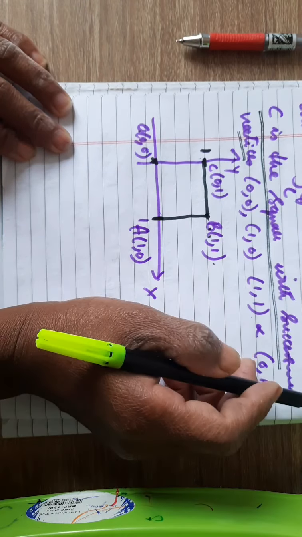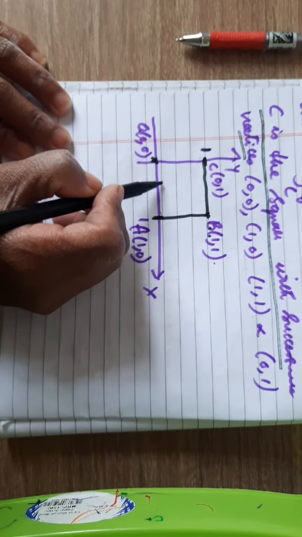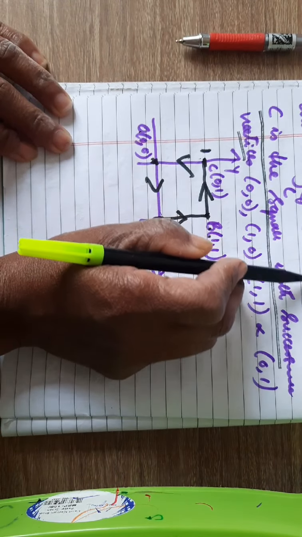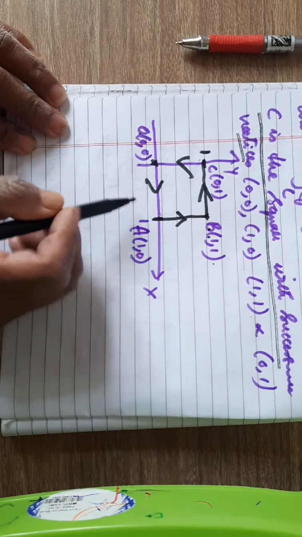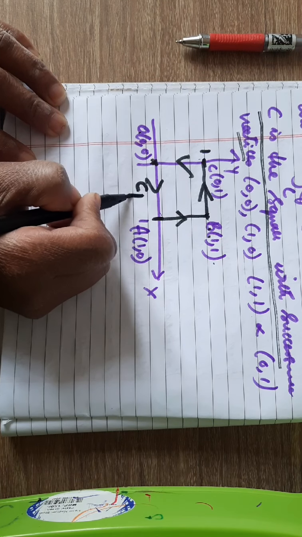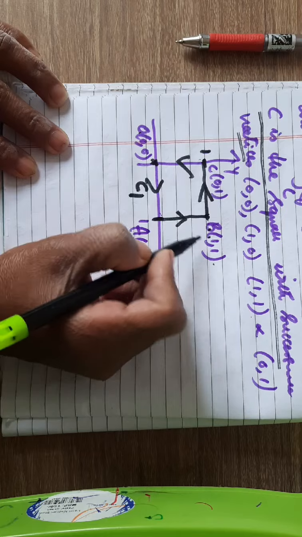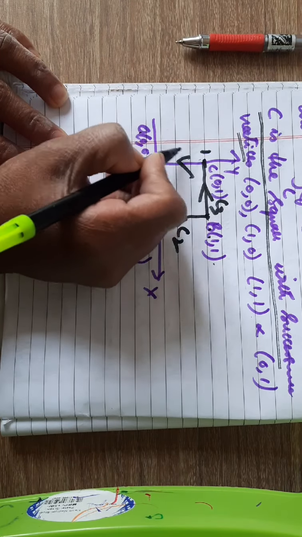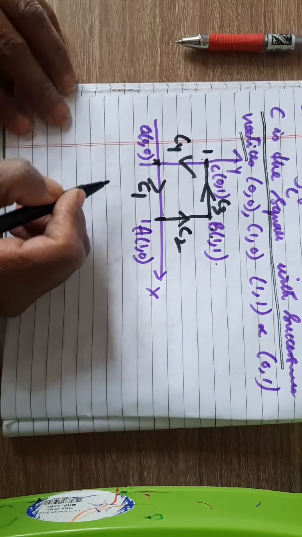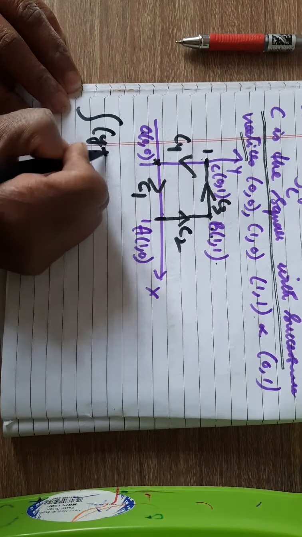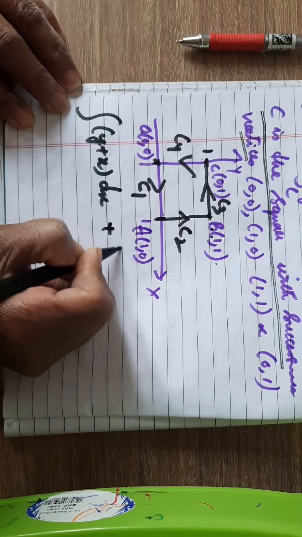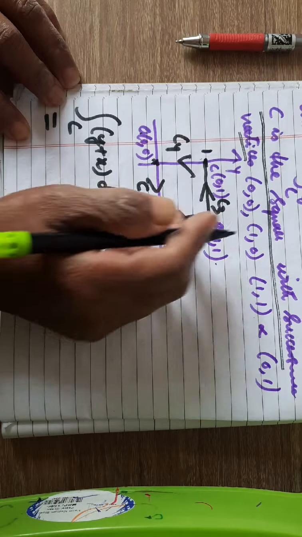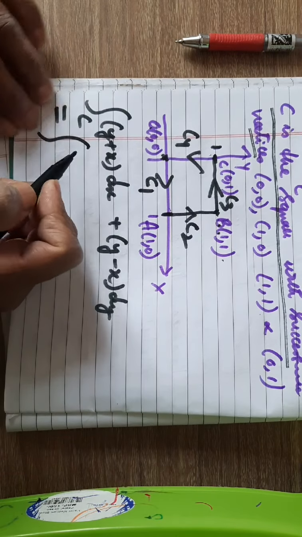So now, where C is a square with successive vertices, here we have to evaluate (y + x) dx + (y - x) dy over C. So let us take this line segment as C1, which is along this line, C2 this one, C3 this one from B to C, and from C to O, the origin, we will denote it as C4. Therefore, the integral can be split into 4 integrals.